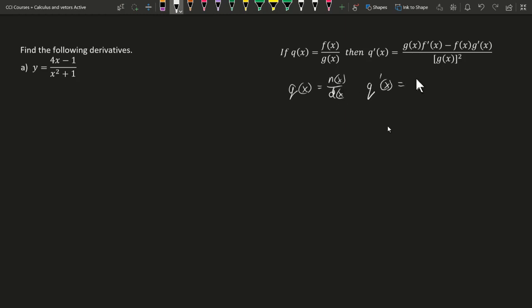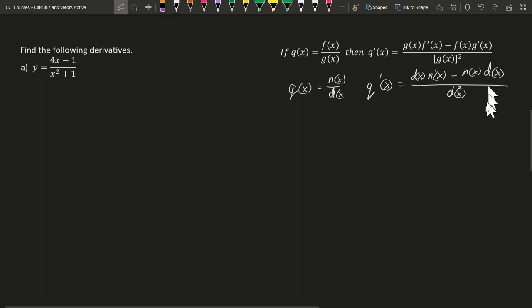So that would be D of X, times the numerator differentiated minus the denominator... see, look at this, I'm getting myself confused here. This is the numerator times the denominator differentiated, okay, divided by the denominator squared. Okay, so it's d n prime minus n d prime.